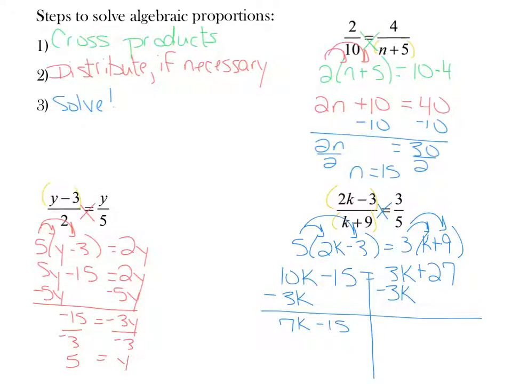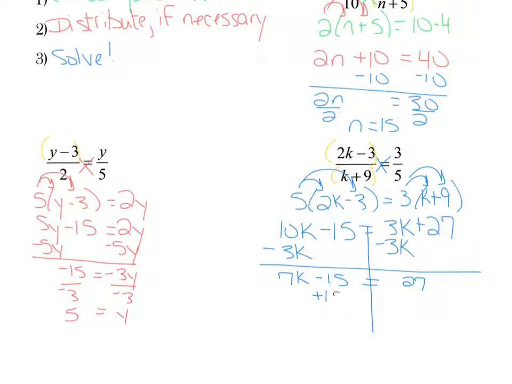7k minus 15 equals what? 27. I'm going to add 15 to both sides. And 7k equals 42. I'm going to divide both sides by 7, and k is 6. So that one was a little more involved, but notice it's the exact same process. Cross products, distributive property, and then whatever kind of equation you get, a two-step equation, variable on both sides with distributive property on both sides. Solve it, and there you go.